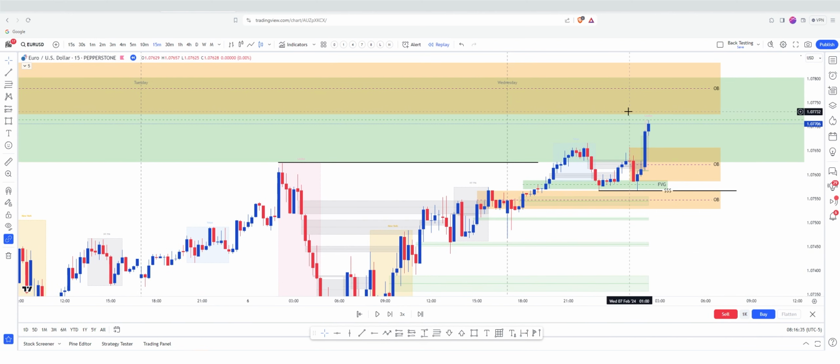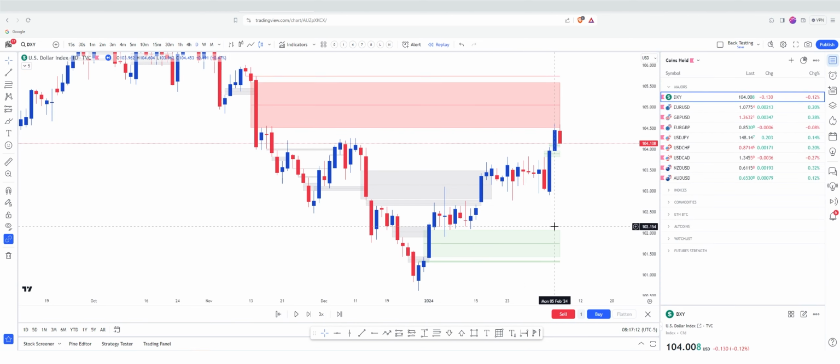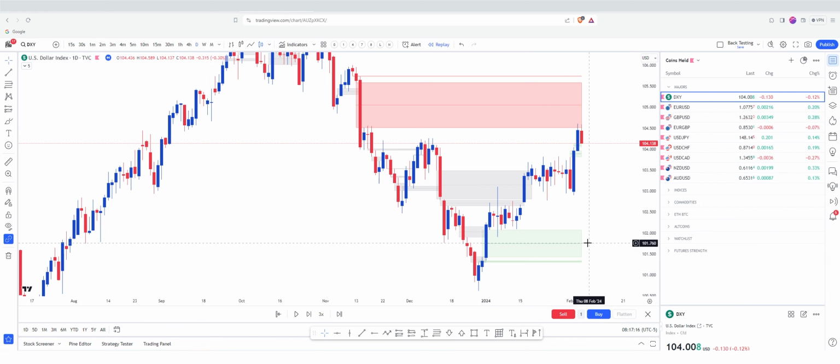So what we'll do at this point is we're going to jump onto the Dixie as well, because I'm wanting to see confluence with the Dixie. So because I'm bullish on the euro, I want to see the Dixie being bearish. So here we are on the daily chart of the Dixie. We're going to conduct the exact same analysis on the Dixie.